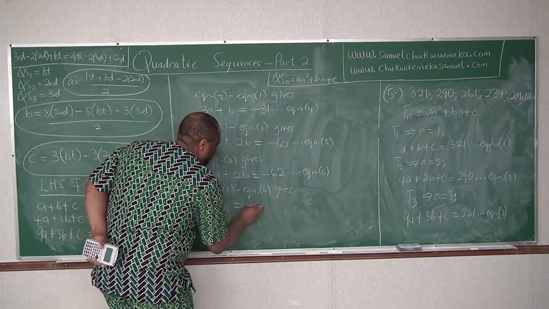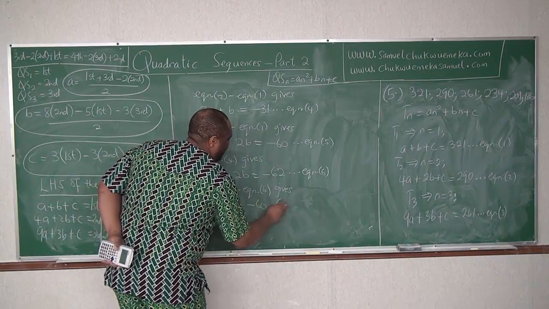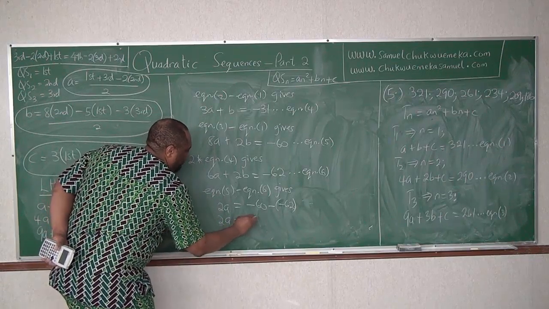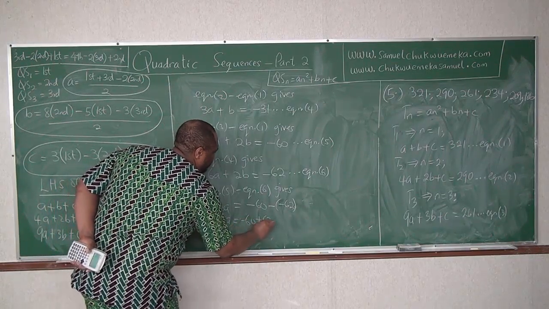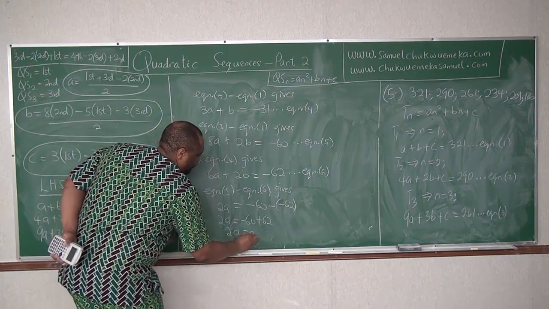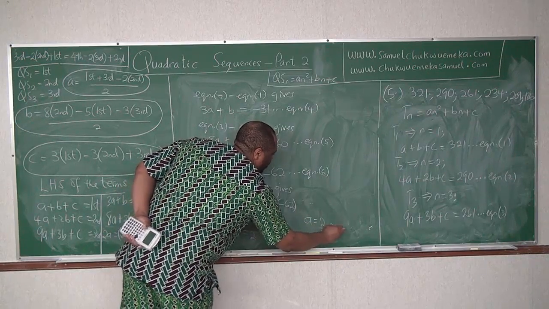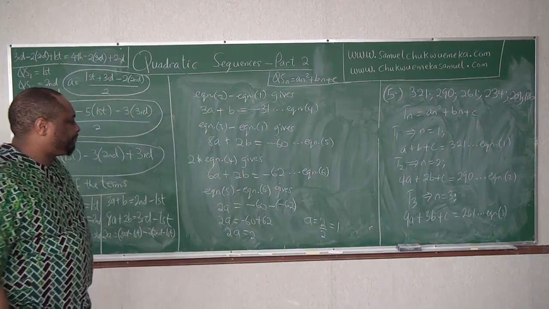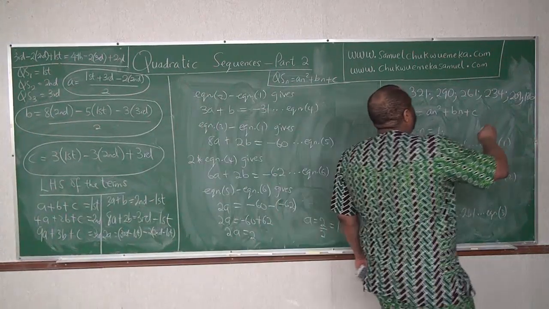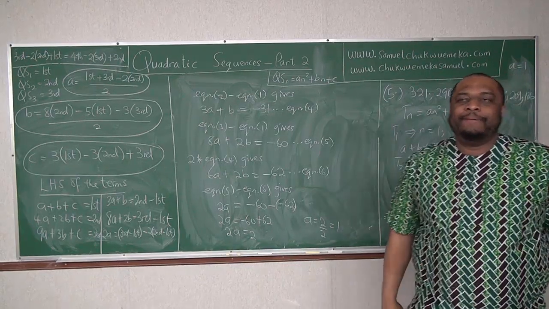So look, this is minus 60, minus 62. So 2a is minus 60 plus 62. So 2a will be equal to 2. So a will be 2 over 2, a is 1. So let's write here a is 1.